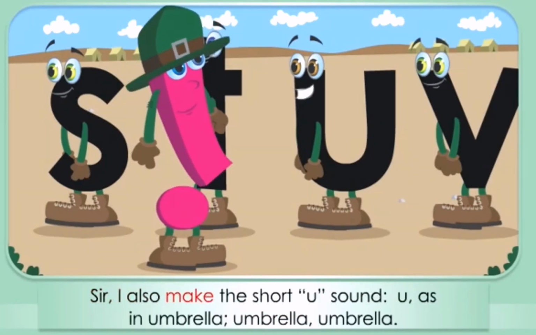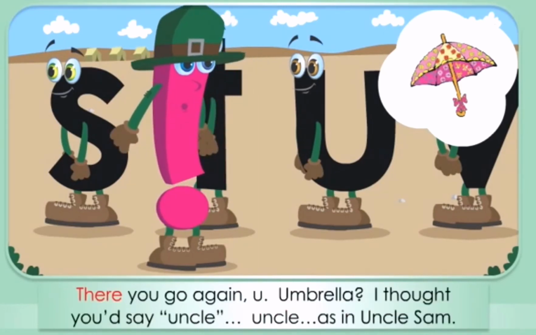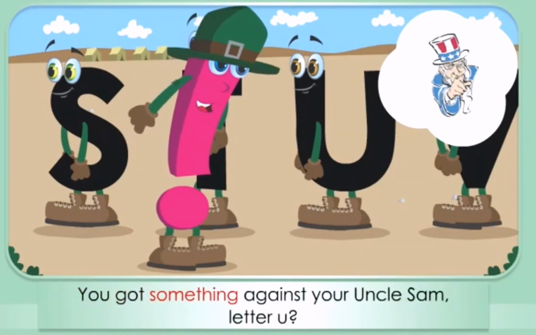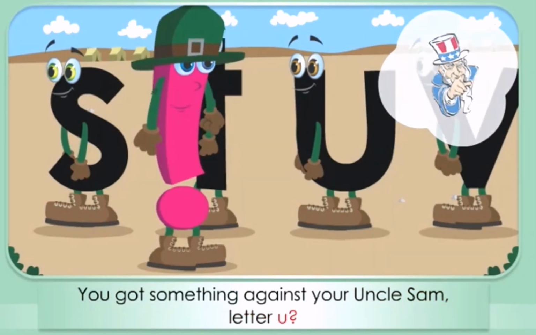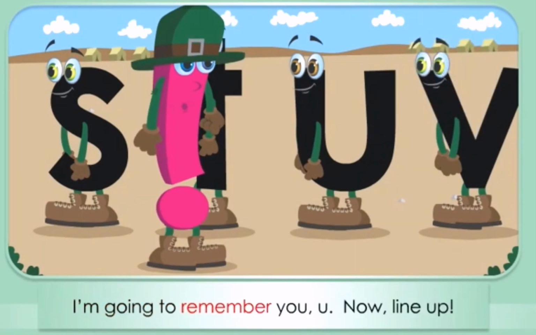Sir, I also make the short U sound. As in umbrella. Umbrella. There you go again, you. Umbrella? I thought you'd say uncle. Uncle, as in Uncle Sam. You got something against your Uncle Sam, letter U? No, sir. I'm gonna remember you. Now line up.